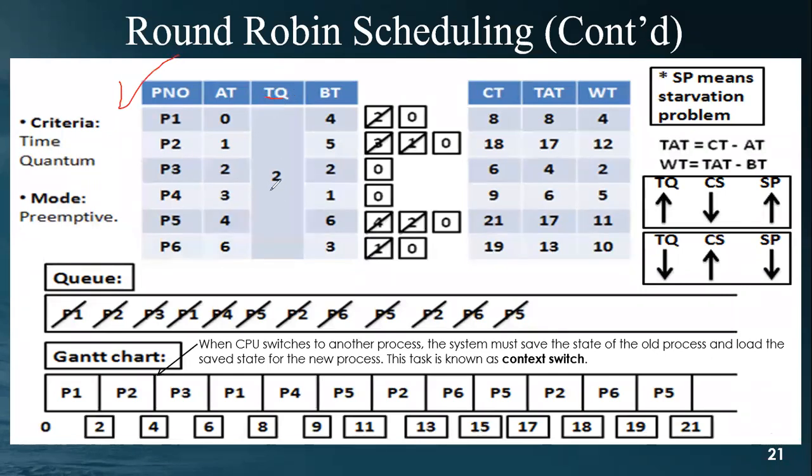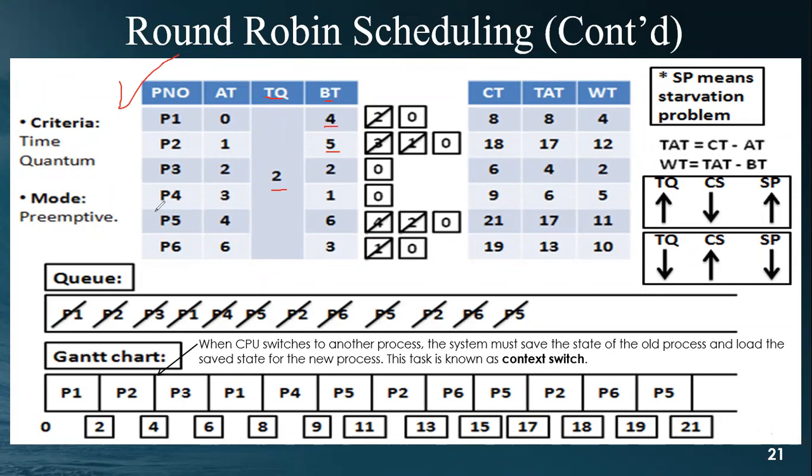So each process will be given 2 seconds to finish its task. If you are done within the 2 seconds, good. If you are not done, go back. So this is the second case. And BT is the burst time, the amount of time needed for each process. The first process will need 4 seconds, the second one will need 5 seconds, and so on. So this is our question.